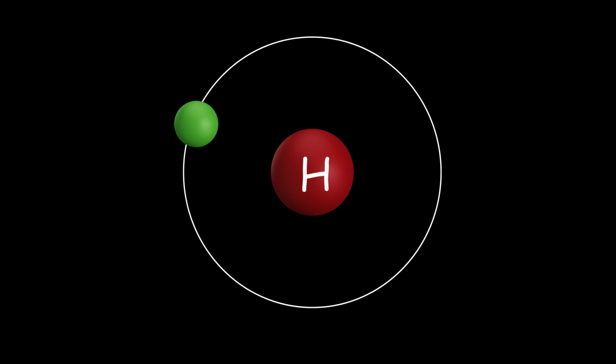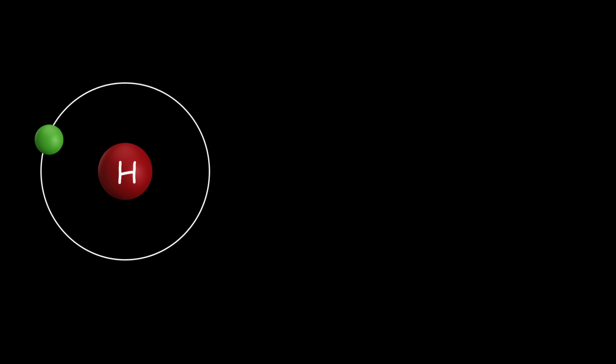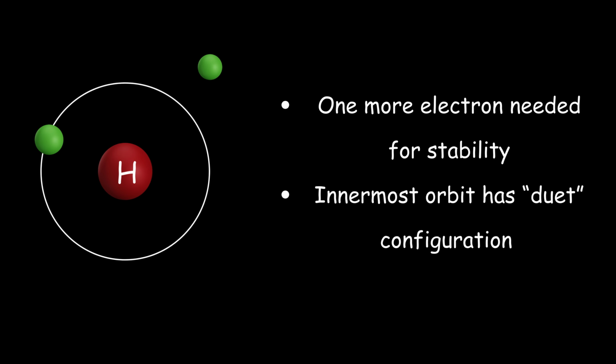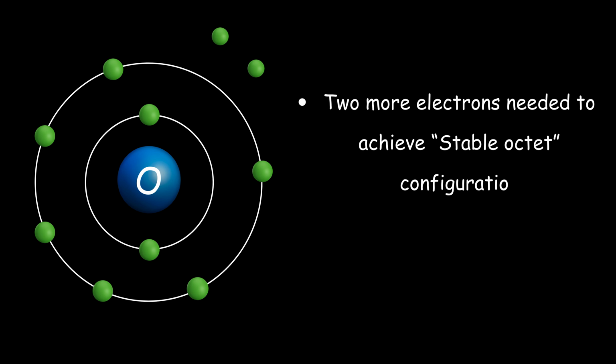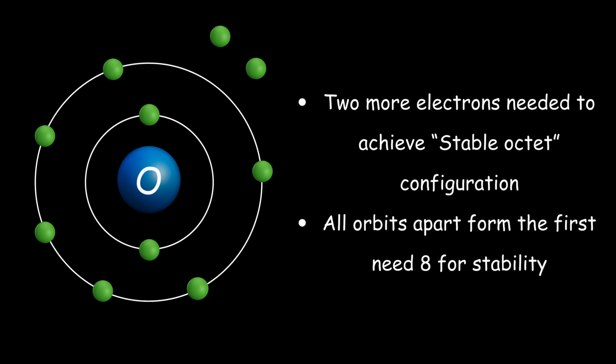The atomic number of hydrogen atom is 1 and it has one electron in its orbit. According to the duet rule, it needs one more electron to be stable because the first orbit or the innermost orbit can accommodate only 2 electrons. The atomic number of oxygen is 8. So there are 2 electrons in its first orbit, the innermost orbit, and 6 electrons in the second orbit. It needs 2 more electrons to achieve a stable octet configuration. What does this mean? Any orbit apart from the innermost orbit needs 8 electrons to be stable. That's why in case of oxygen, we need 2 more electrons for the atom to be stable.